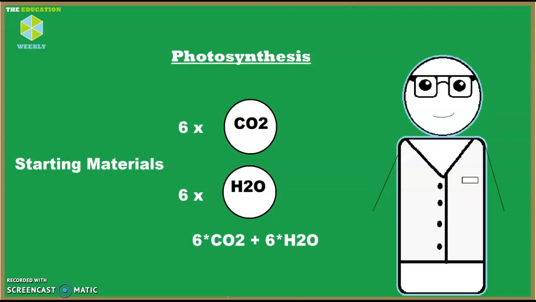And our second starting material is 6 water molecules. Water molecules, as most of you know, is H2O. H2O is 2 hydrogen molecules combined and bonded with 1 oxygen molecule. So now we know about these elements. Let's look at the starting material formula. 6 CO2 plus 6 H2O. So 6 times carbon dioxide and 6 times water. So it's easier to understand now.